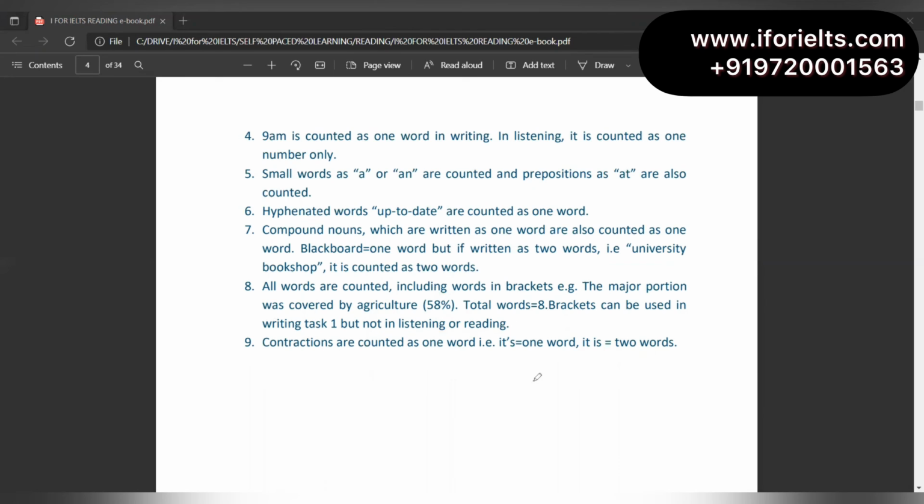Contractions are counted as one word. For example, it's is one word, but it is means they are two words.